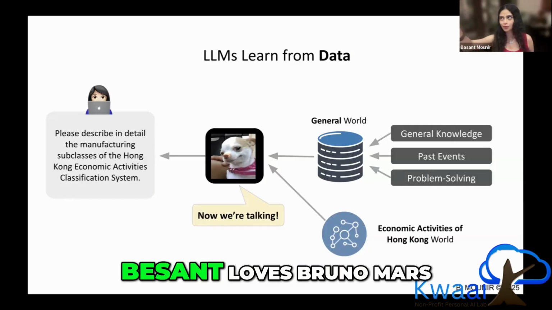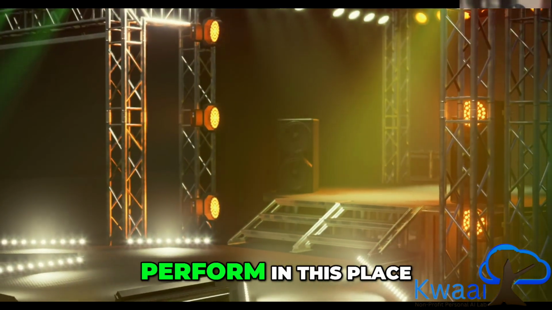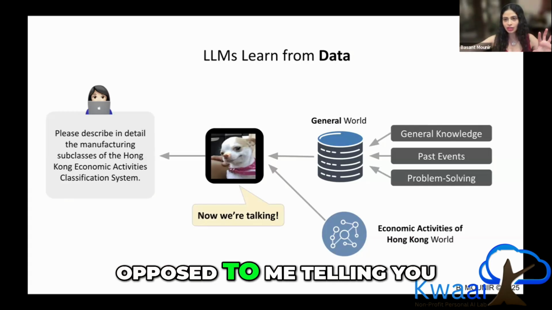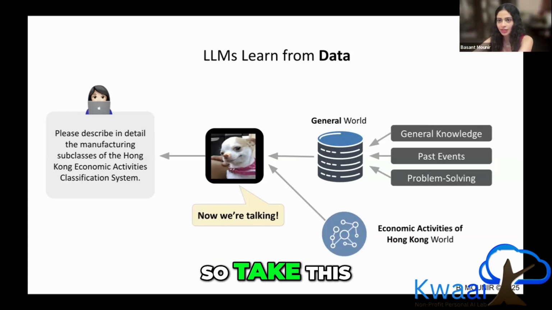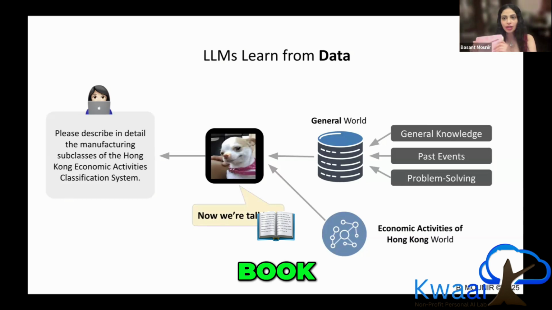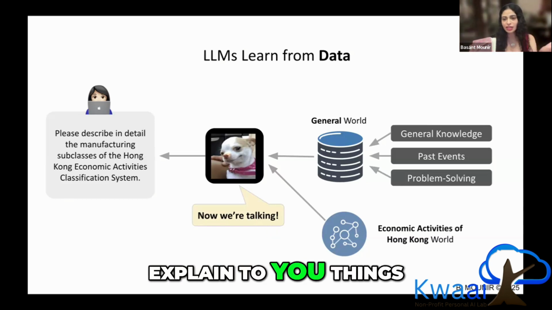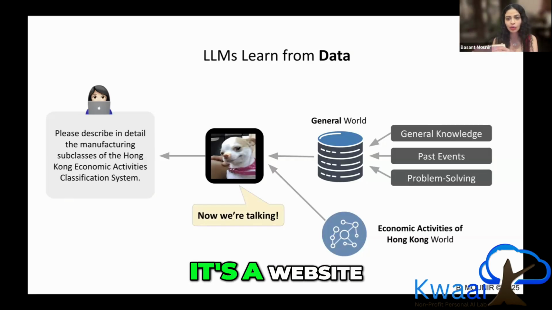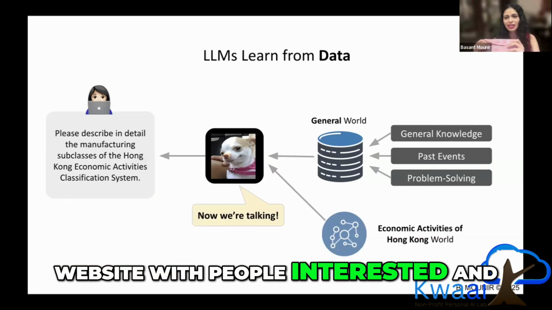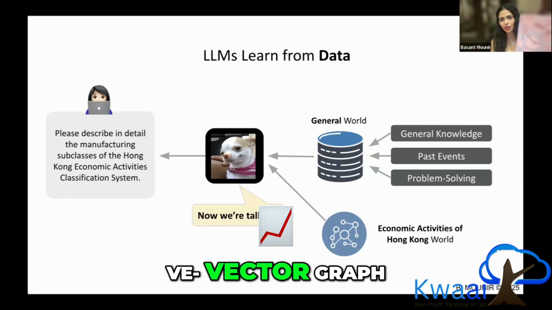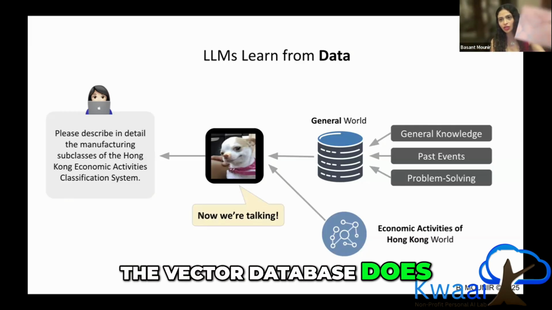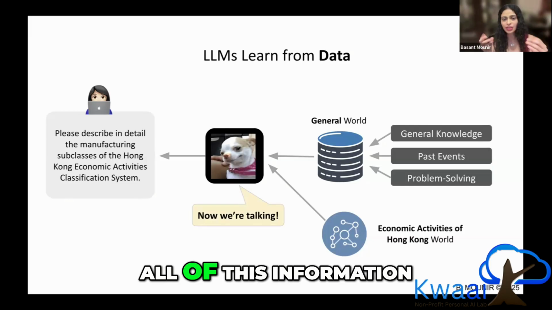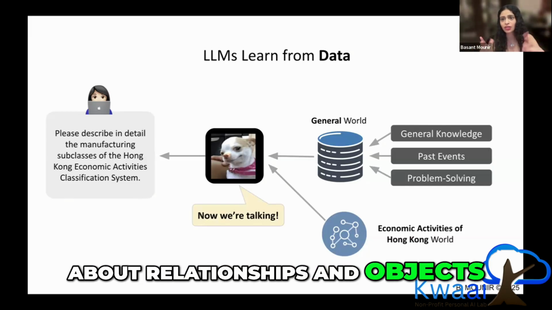Essentially, it's like I'm explaining to you: this is Basant. Basant loves Bruno Mars. Bruno Mars is going to perform in this place, so you can see what's going on, as opposed to me telling you, take this particular book, this book is going to explain things about celebrities and where they're going to be, or take this website with people interested. Then what the vector database does is just compress it into one embedding, and all of this information about relationships and objects is lost.